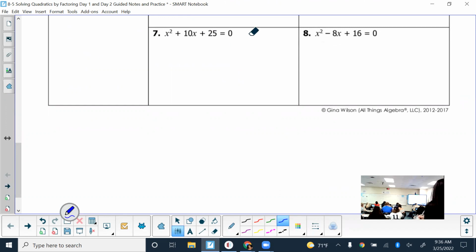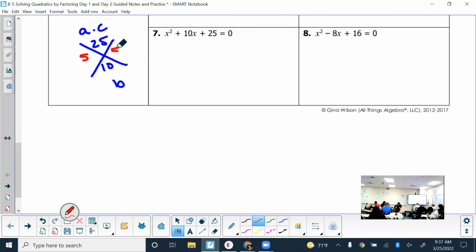When it's a trinomial, how do we factor it? With the diamond method. So A times C on the top, B on the bottom. What number is in the A position? What number is in the C position? What's 1 times 25? Good. And what number is in the B position? 10. So then I need 2 numbers that multiply to 25 and add to 10. Both positive. Yes. So then so far I have (x + 5) times (x + 5).